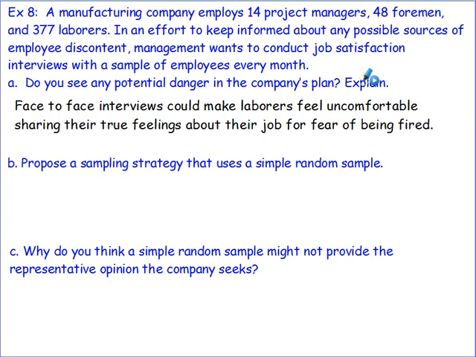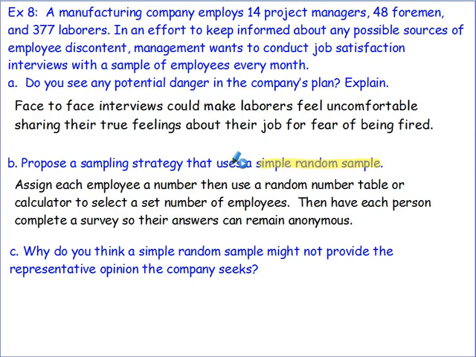So propose a sampling strategy that uses a simple random sample. A simple random sample. All we're doing is giving everybody a number and randomly choosing numbers. So first we would assign each employee a number. Then we would either use a random number table or a calculator to select a set number of employees. What I would do differently, though, to make people feel more comfortable, is have each person complete a survey, maybe on paper or electronic, so that their answers can remain anonymous, and then maybe they will feel like they can express their opinions more.